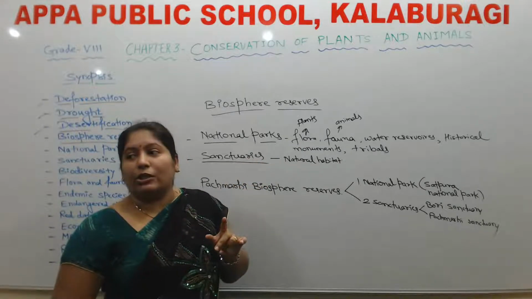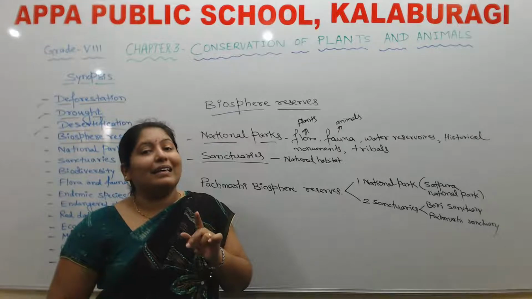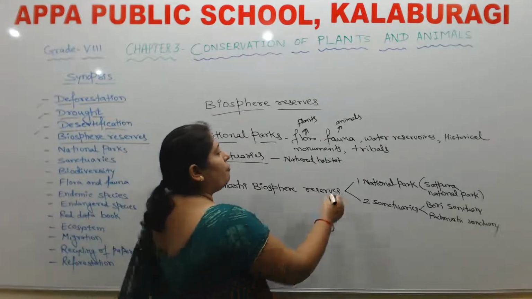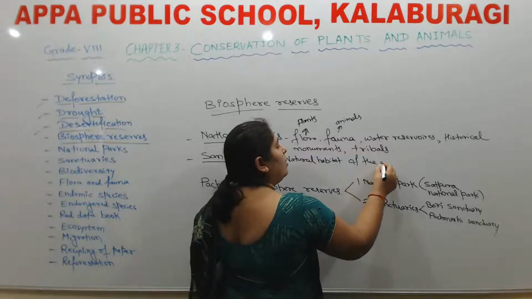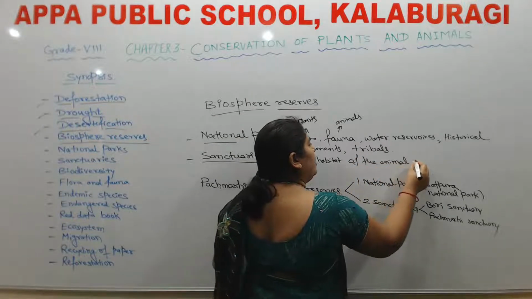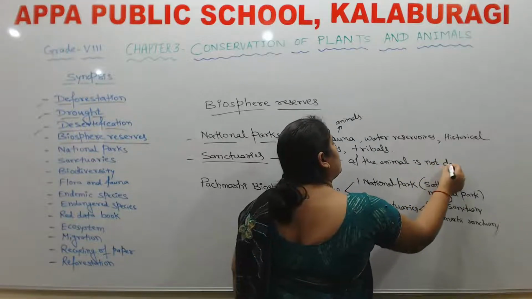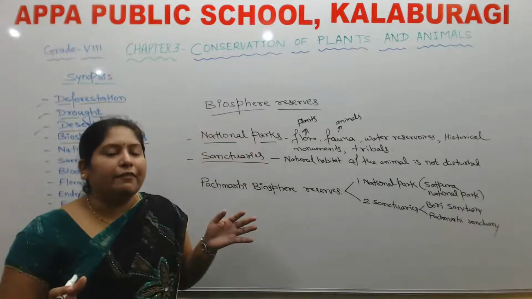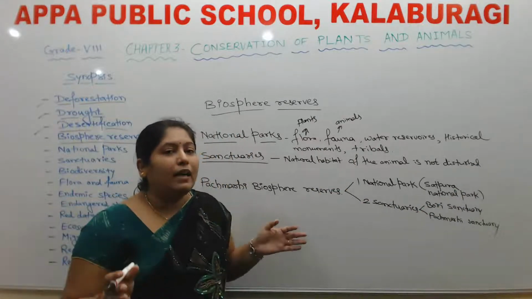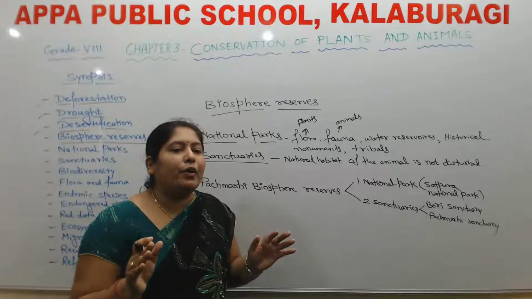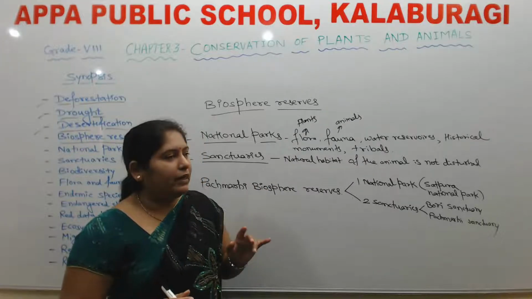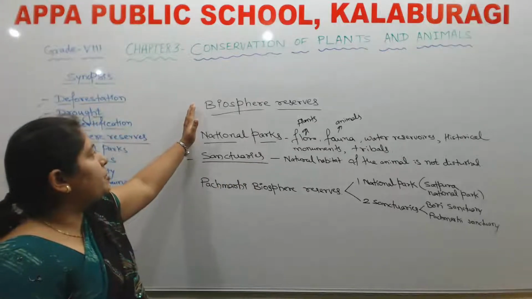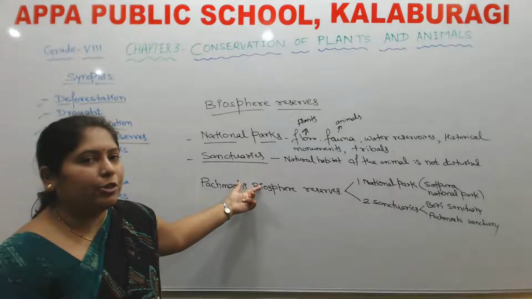So here in the sanctuary, the natural habitat of the animal is not disturbed, right? Wherever the wildlife is found in that particular forest area, there only we are building the territory, and there only we are going to give the protection to them. That is nothing but the sanctuaries, right? So this is completely about the biosphere reserves with respect to the national parks and sanctuaries, right?